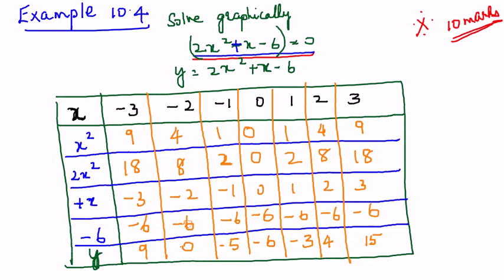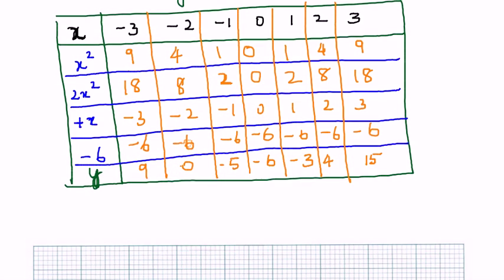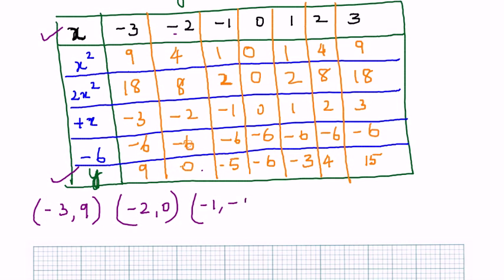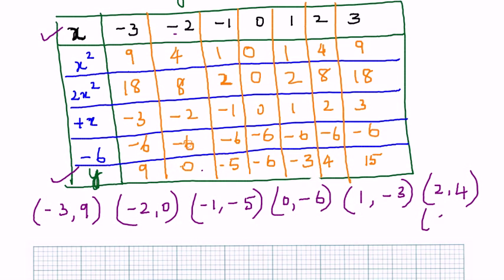Okay, because after this we are going to draw the graph. To draw the graph I'm just going to plot the points. To make it convenient, I'm just going to note down my points. So I'll take the x and the corresponding y values. My points are minus 3 comma 9, then minus 2 comma 0, minus 1 comma minus 5, 0 comma 6, so it is minus 6. See, we should be very careful about these kinds of small errors. 1 comma minus 3 and 2 comma 4, and the last point is 3 comma 15. So these are the points that we are going to plot.